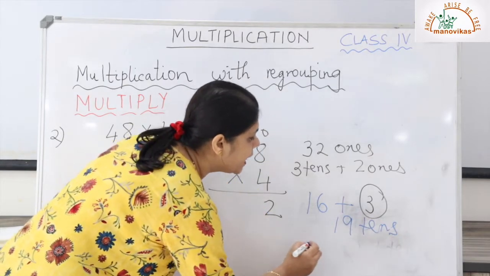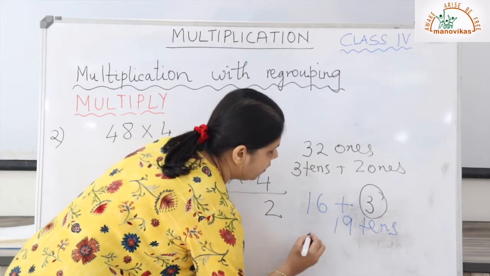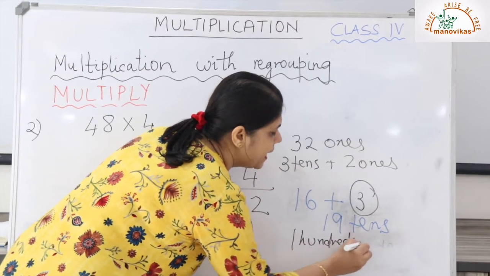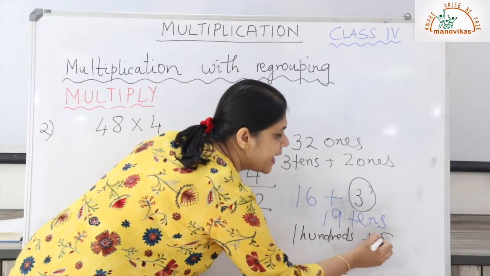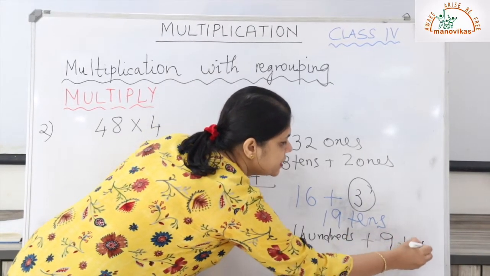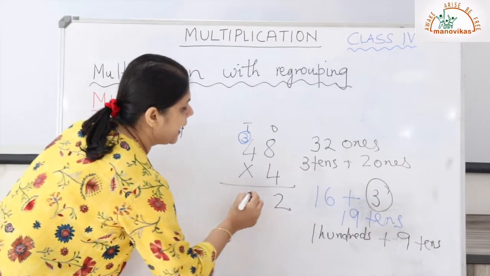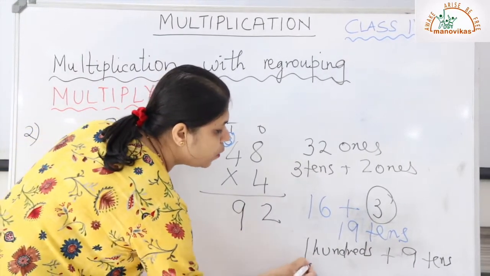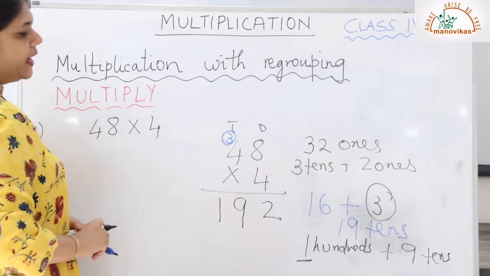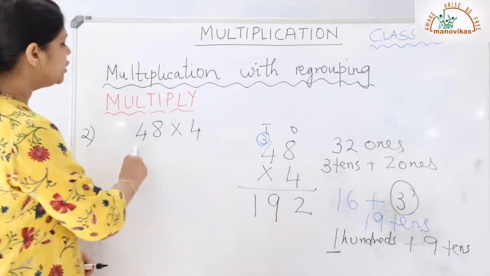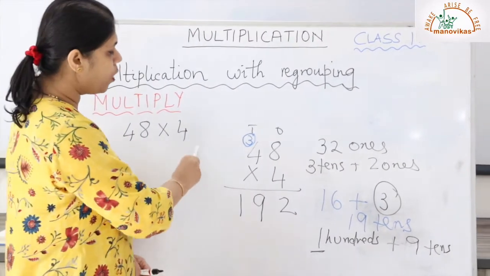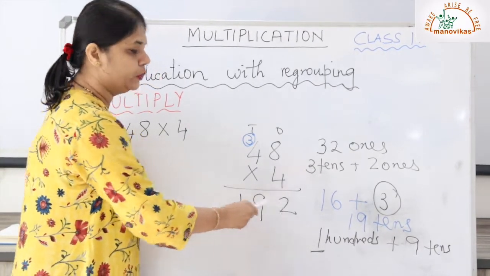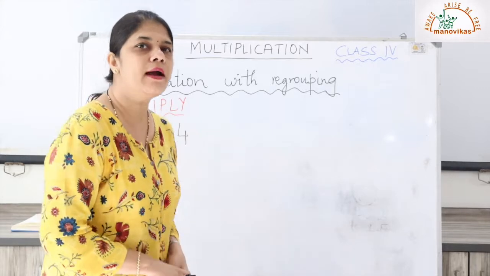So this will become 100s plus how much? Tell me. 9 tens, correct? So what will you write here now? 9 in the tens place and carry over this one in the hundreds place. So 48 multiplied by 4 is equal to how much? 192. Now look at the third example.